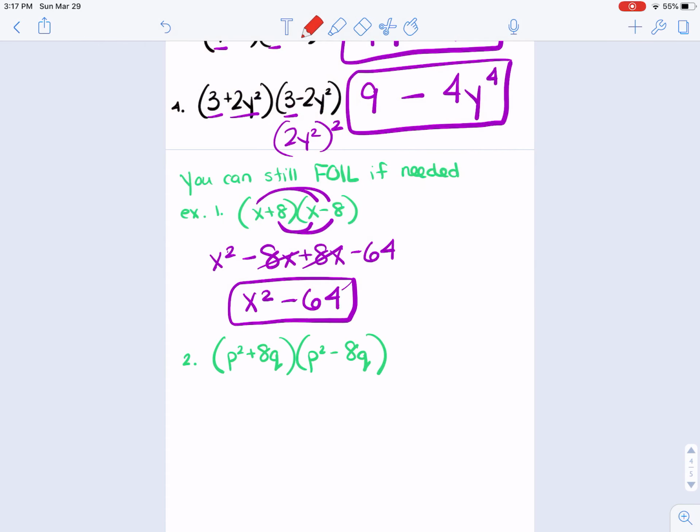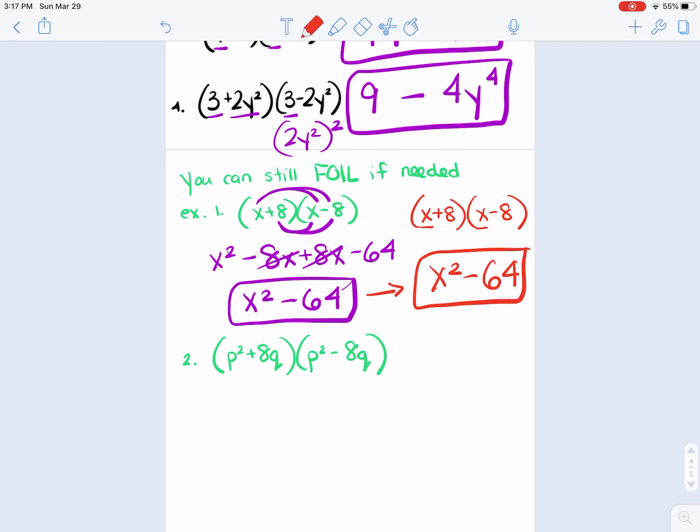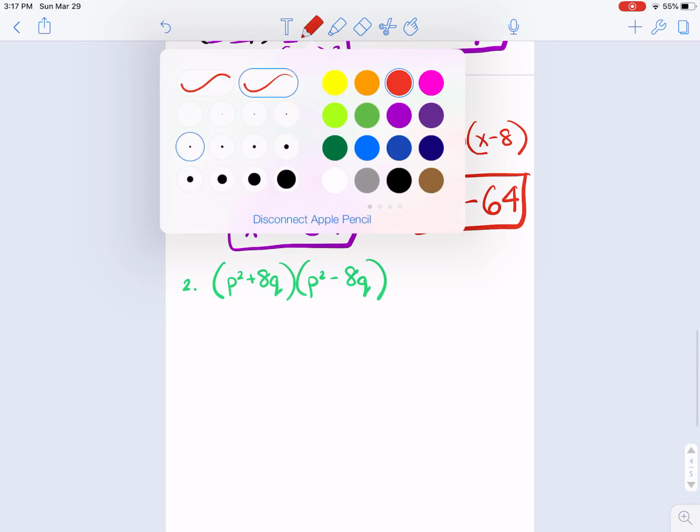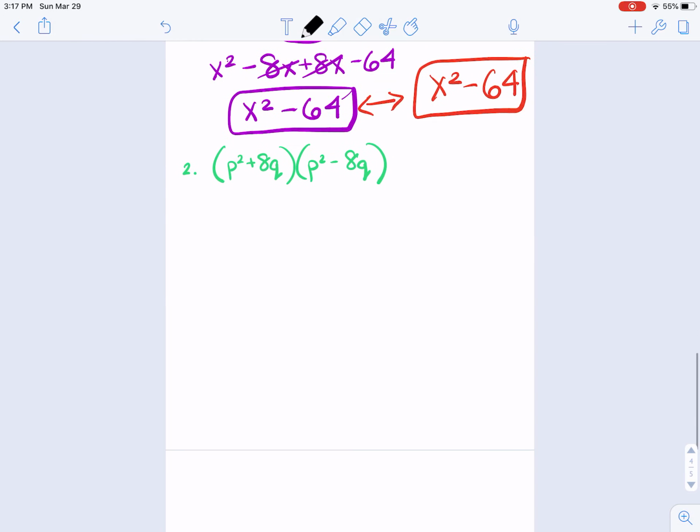So again, just to show you that in reference to the shortcut we just went over, if you did notice that this was going to be the difference of two squares, square the first one, square the second one, and you put a negative sign in between. Notice, exact same answer. Last one, we'll do this where it has some extra letters and exponents.